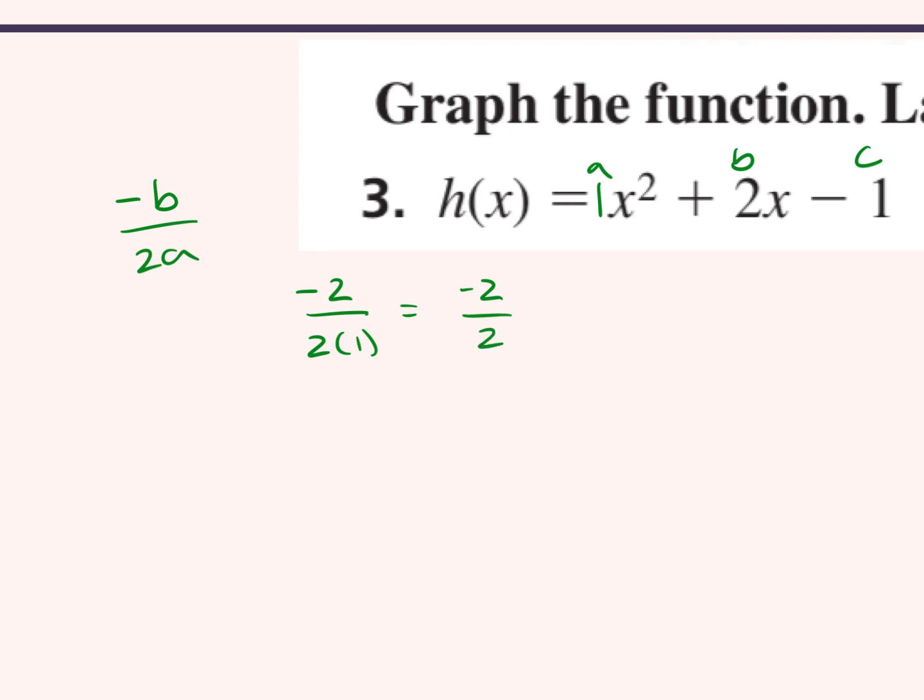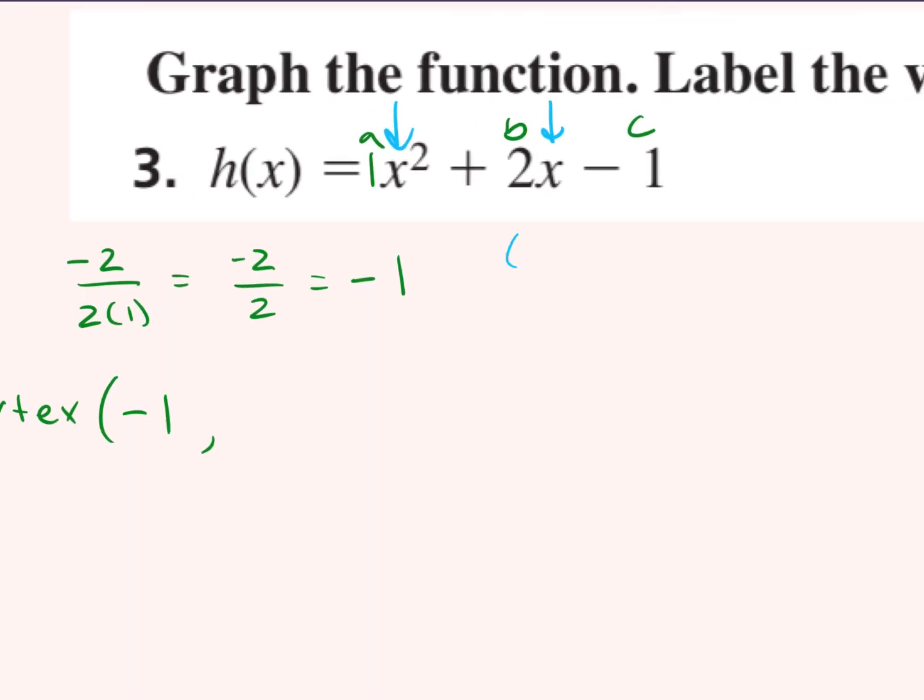So -2 over 2, which simplifies to what? -1. So in my vertex, the first number is -1. How do I find the second number? Plug it in. We're going to take -1 and plug it into the x's. So I have -1 squared plus 2 times -1 minus 1. Everybody with me so far? All right, so -1 squared is 1. 2 times -1 would be -2 minus 1. 1 minus 2 is -1. And -1 minus 1? -2.